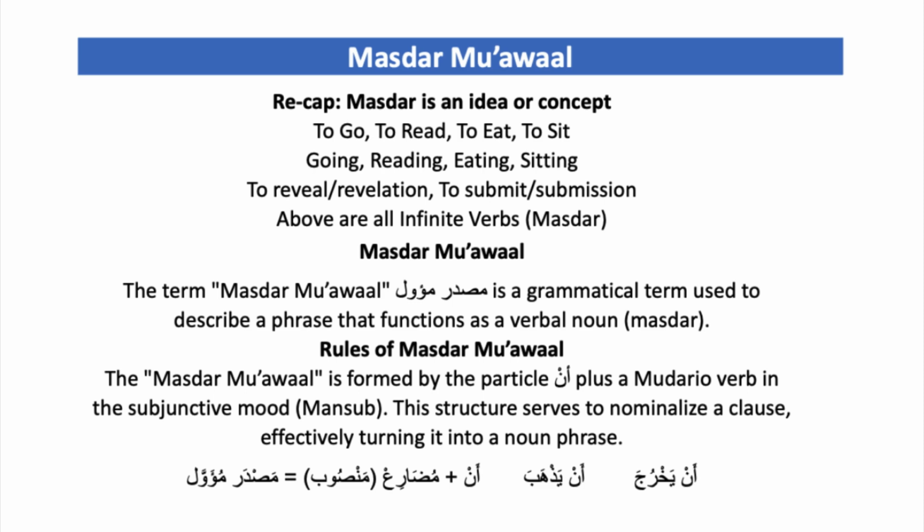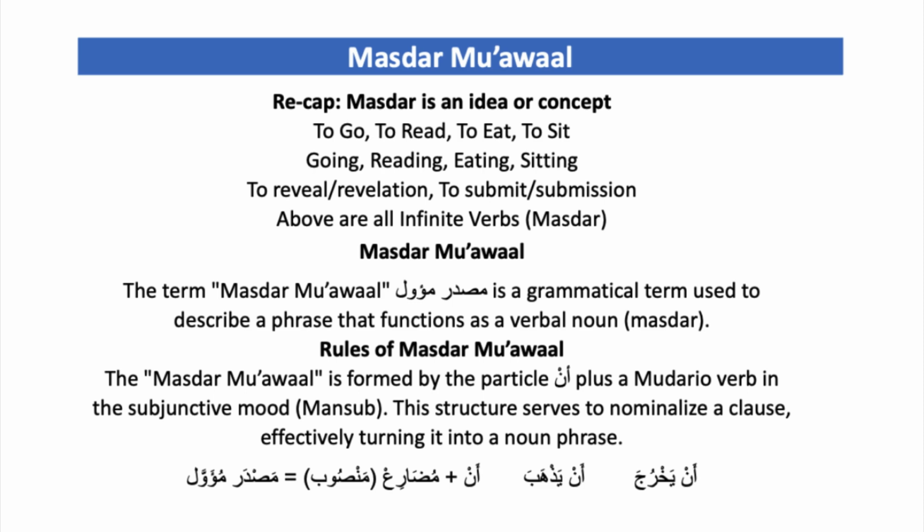Let us look at simple examples. When we say an yakhruja, it means to go out. And when we say an yadhhaba, it means to go. Now notice something important. These are not single words. They are phrases, but they behave exactly like a masdar. That is why we call them Masdar Mu'awwal, meaning a converted or interpreted masdar.